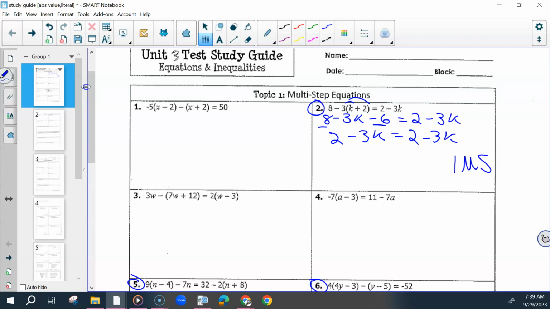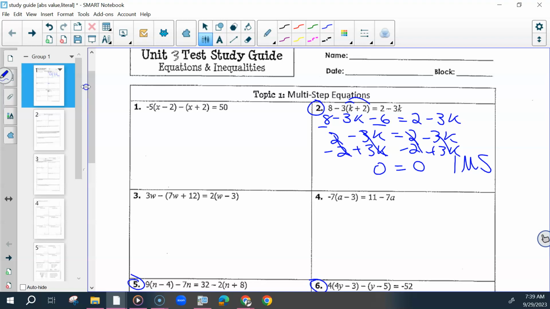Or we could keep going. Let's say we added 3k to both sides, subtracted 2, we get everything. So you have to recognize your special cases as well as your regular.